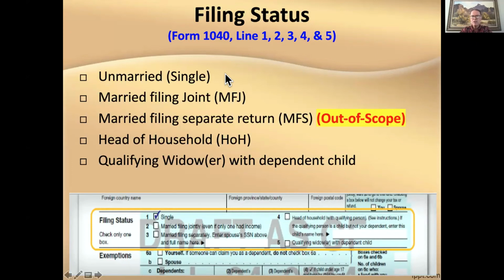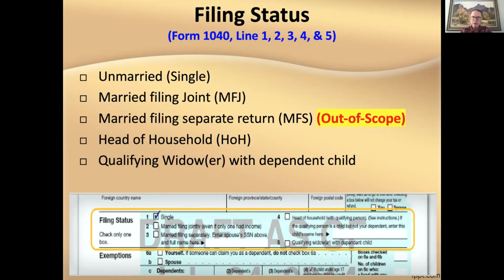Up here, it talks about unmarried. That's a terminology change that occurred 3 or 4 years ago. Essentially, if they're unmarried, then they are considered single. Sometimes it says never married. That gets confusing to people. We're after single. Married filing jointly. We don't worry about married filing separate. Then there's head of household and there's qualifying widower with dependent child.